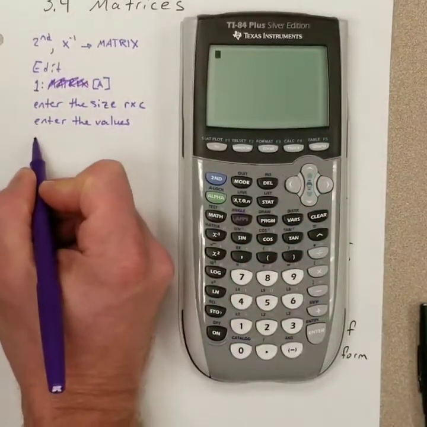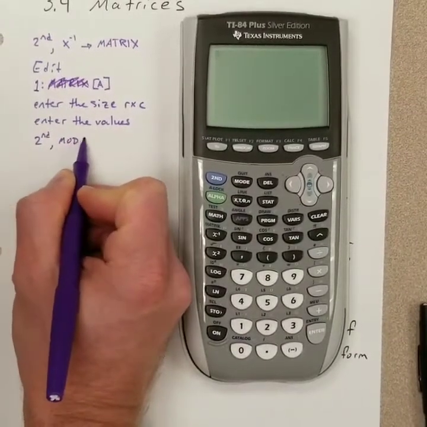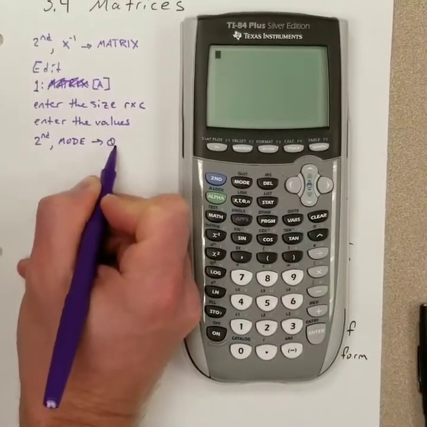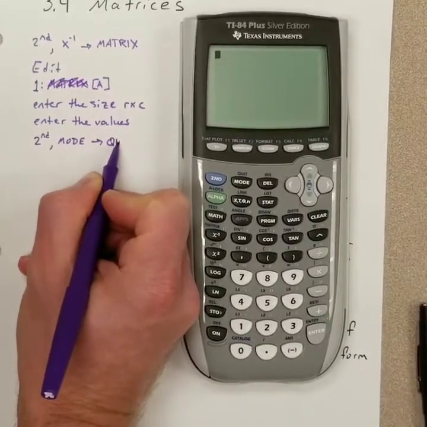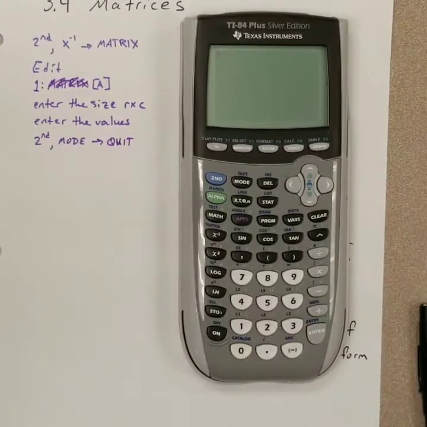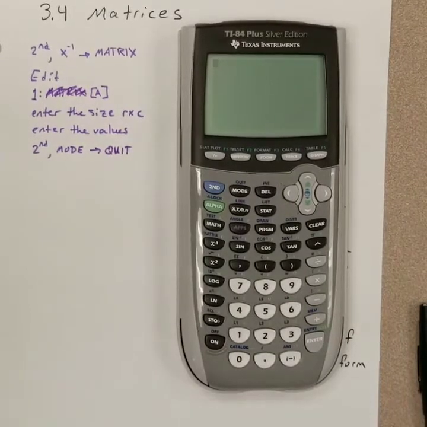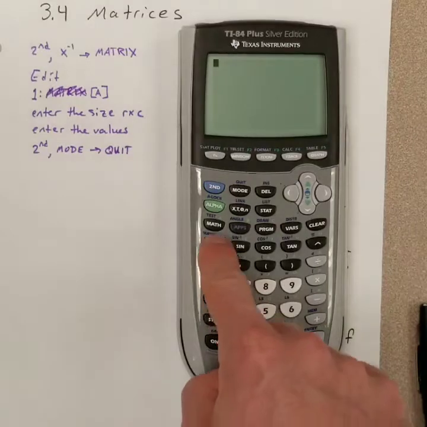So you hit second and then mode, which allows you to quit. Q-U-I-T, there we go. Okay. So we have the matrix now entered in the calculator, and now we want to convert it to the RREF form. To do that, we go back to the matrix menu.